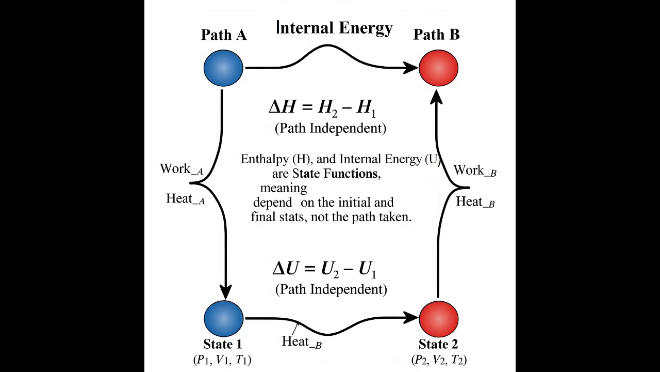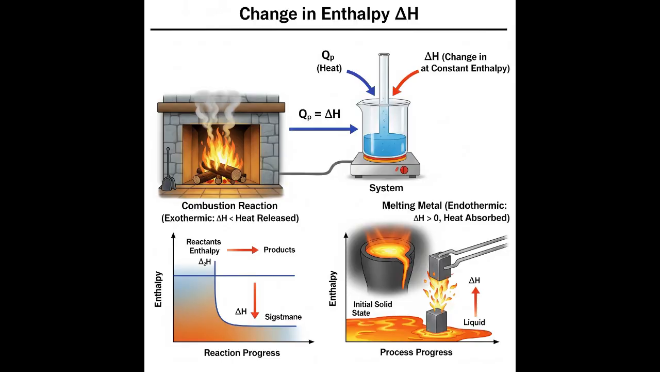The change in enthalpy, delta H, for a process occurring at constant pressure is equal to the heat absorbed or released by the system. Delta H equals Q_P, with the subscript P referring to constant pressure. This makes enthalpy a very practical quantity. When you measure the heat released during a combustion reaction or the heat required to melt a metal, you're often measuring the change in enthalpy.